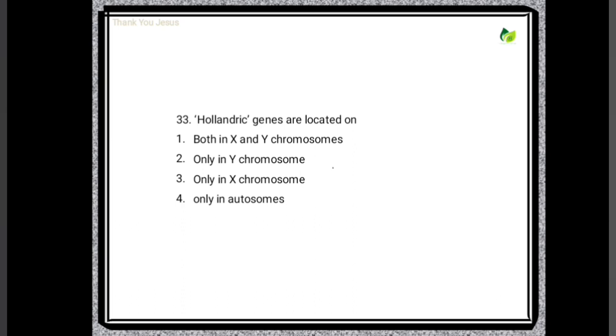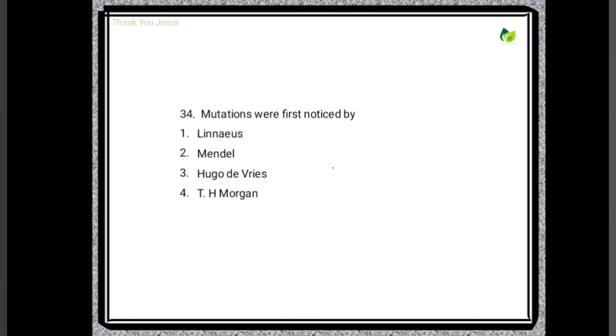Holandric genes are located on both X and Y chromosomes, only on Y chromosome, only on X chromosome, only in autosomes. The correct option is only on Y chromosome. So the genes that are carried on the Y chromosome are called holandric. They are passed from father to son only. For example, hypertrichosis spinae. Hypertrichosis is nothing but extra hair on the body. Let's see the next question.